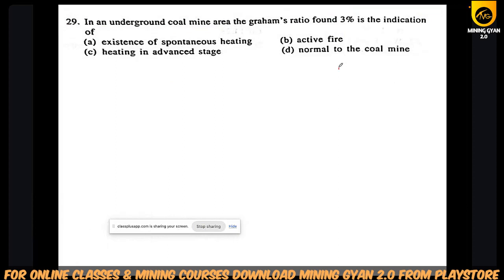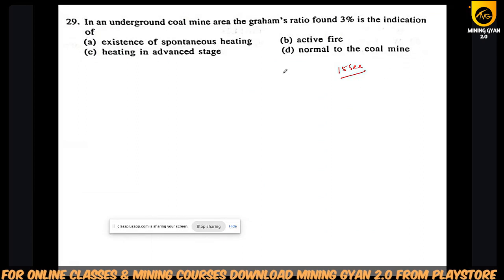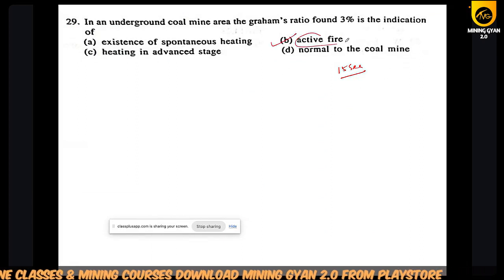You have 15 seconds. In the underground coal mines area, the gas ratio is found to be 3%. I have already told you this, so why give time. Okay, this is a simple question, and we have seen 1%, 2%, 3%. So at 3%, it is an active fire.